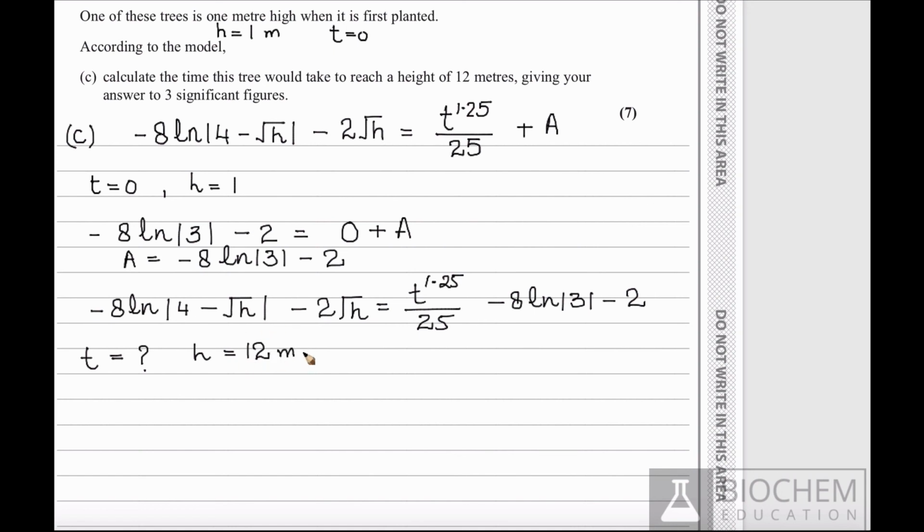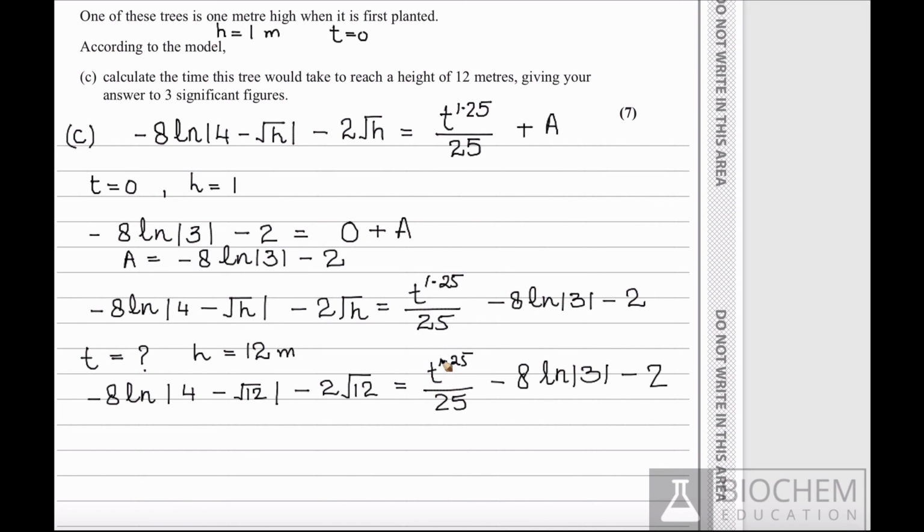So inputting this 12 instead of these h, we can write this as negative 8 ln 4 minus square root of 12 minus 2 square root of 12 equals t to the power of 1.25 over 25 minus 8 ln 3 minus 2. Now we have to solve for t.